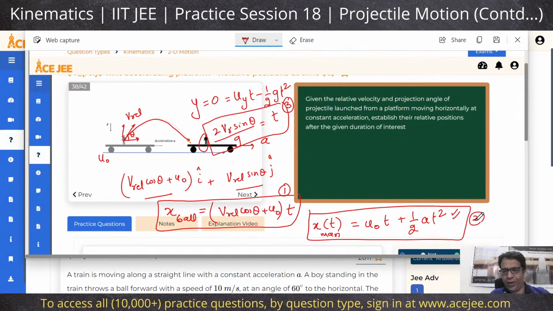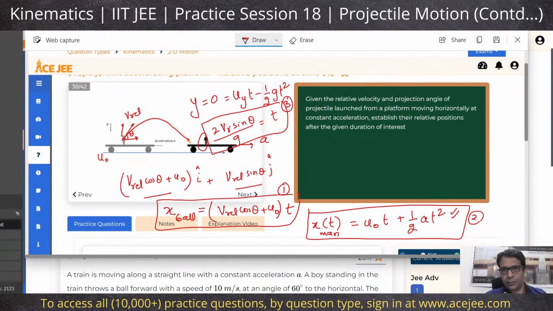We should be able to find x man minus x ball when the ball lands back onto the train. And that way we'll know how far behind the man the ball has landed in this case, or how far ahead of the man the ball has landed, either way. Is that clear, beta? Yes, sir. Okay. Good. I think we are done with our intended target.